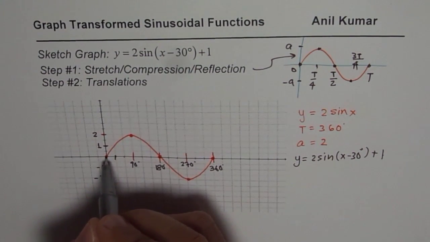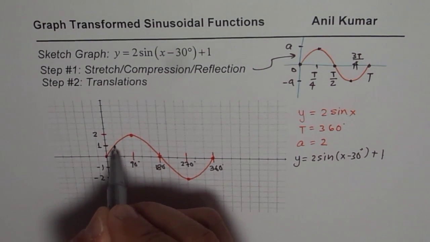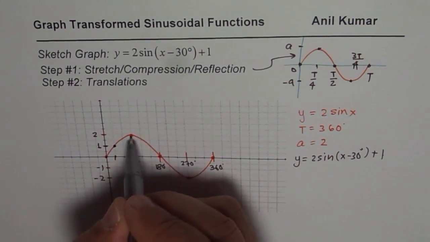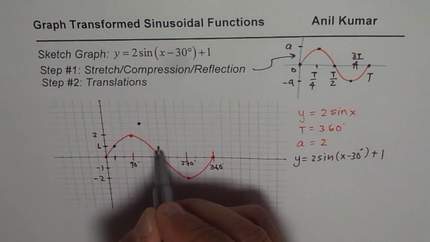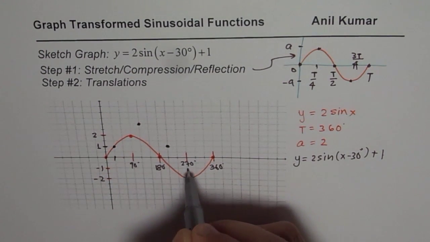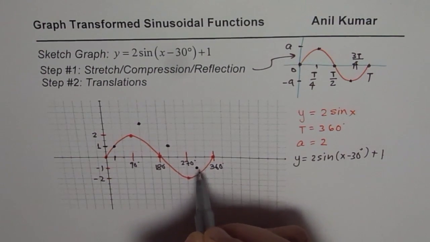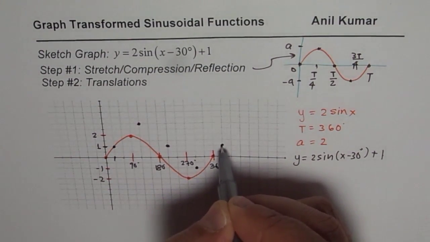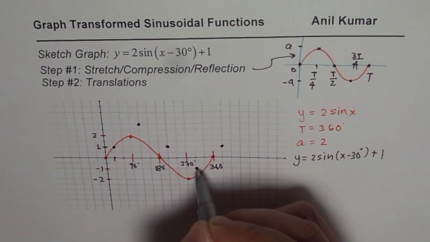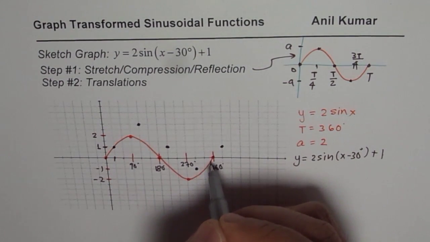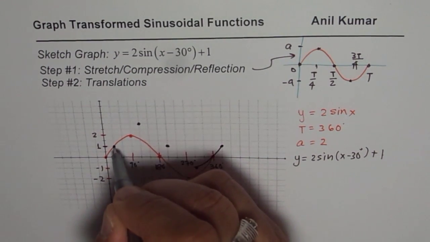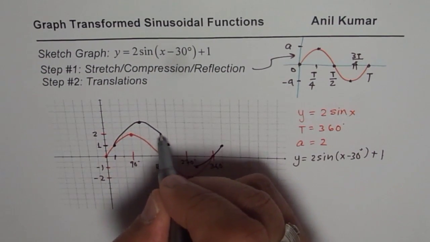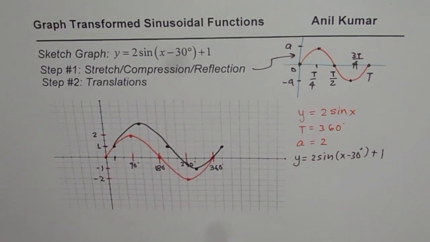Starting from here, 1 unit up and 30 is 1 division, so that is my first point. One unit up, which is 2 divisions, then we get the second point. One unit up and 1 right, third point. One unit up, 2 divisions, 1 right. One unit up and 1 right. That gives us the transformed sine function. Just connect these points, and what you have here is your transformed sine function.